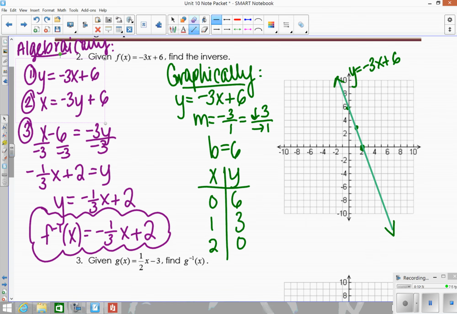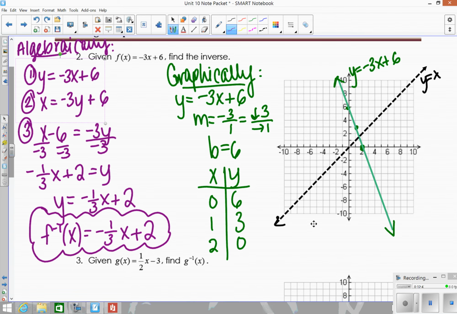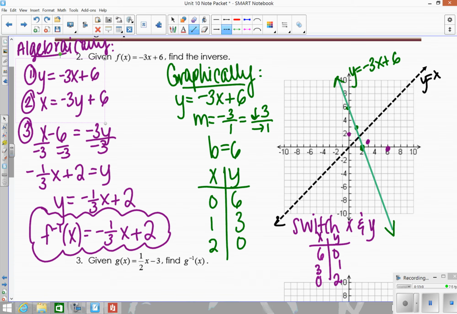So I'm reflecting over this line y equals x. So it should look like it's coming over that line. But the easiest way to reflect is to just take your table and switch the x and y. So we're going to have 6, 0, 3, 1, and 0, 2. We're going to go ahead and connect that, and that'll be our inverse function.